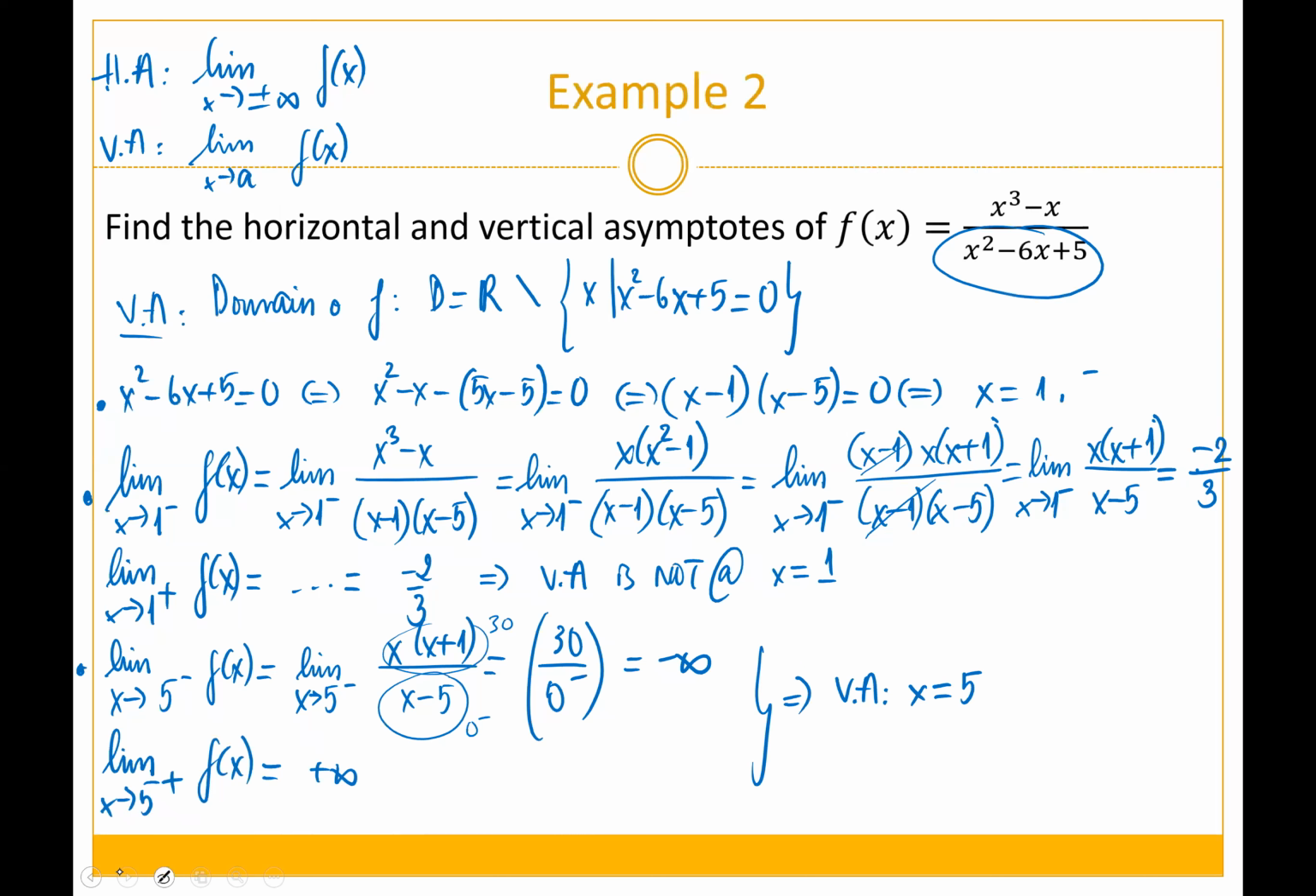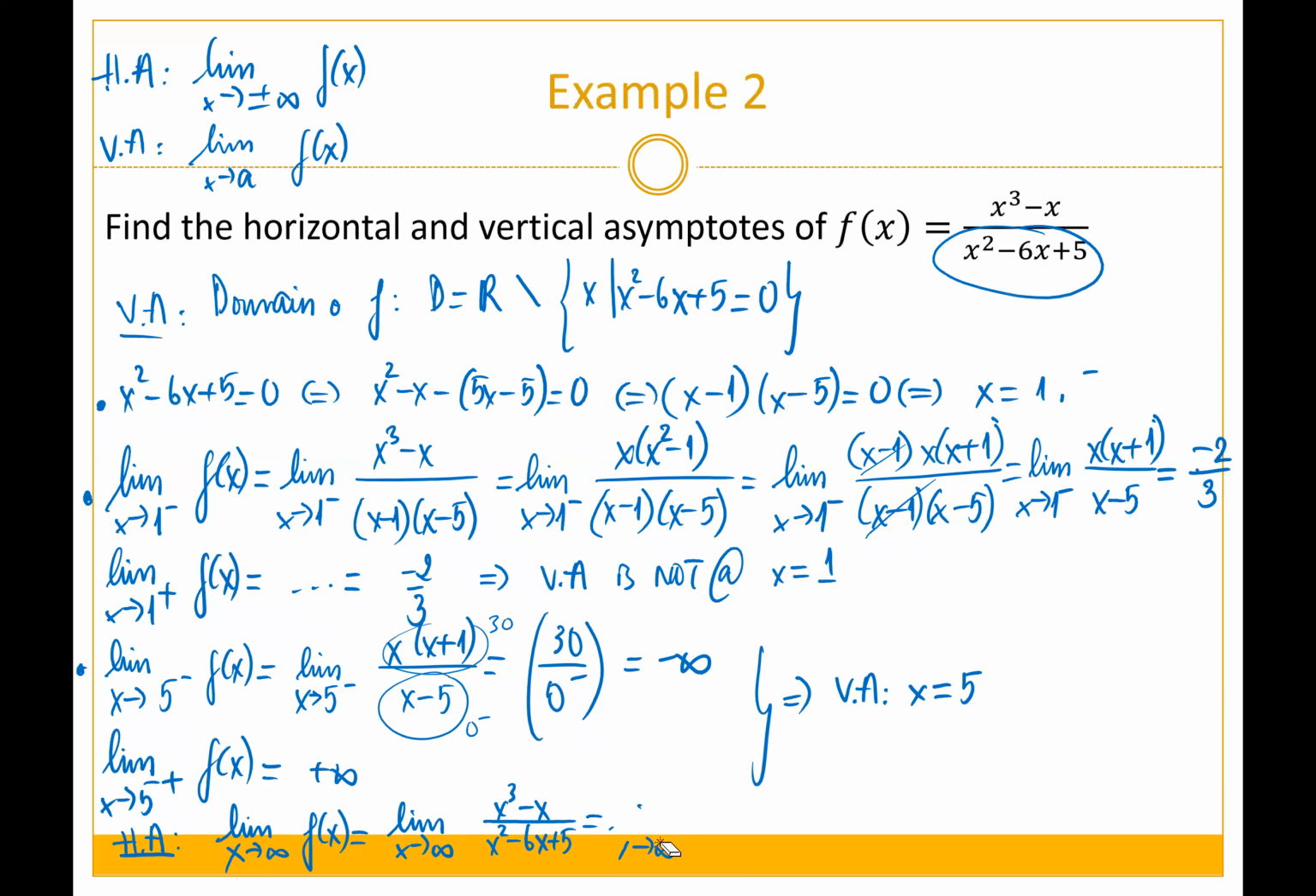Now we do the horizontal asymptote. I think I didn't create enough space here. The horizontal asymptote is when you take f(x) as x approaches infinity, so it's the limit as x approaches infinity of (x cubed minus x) divided by (x squared minus 6x plus 5). So you have this limit.